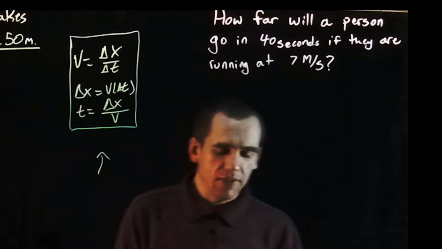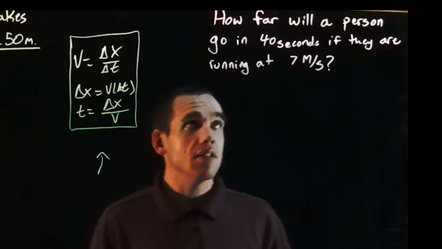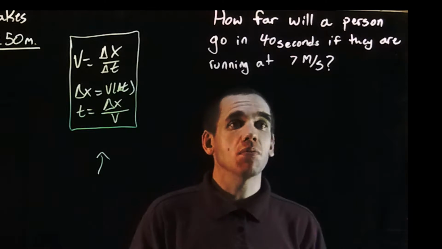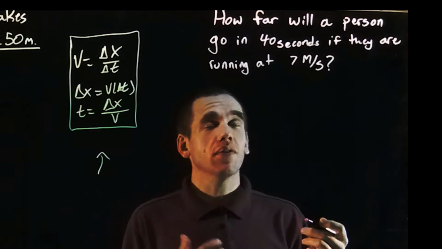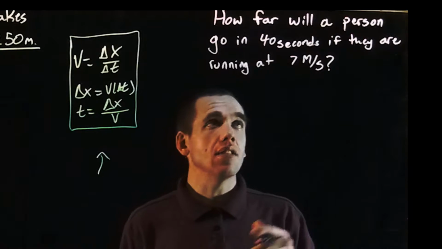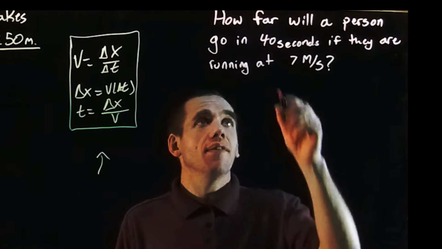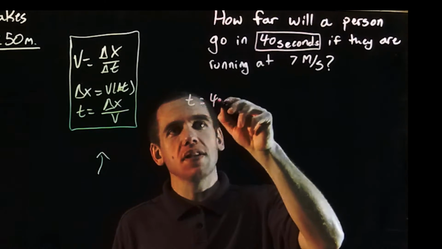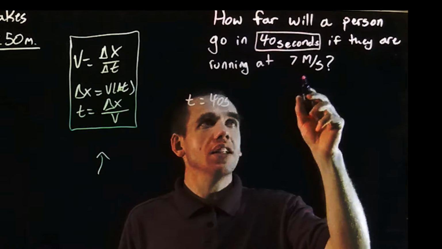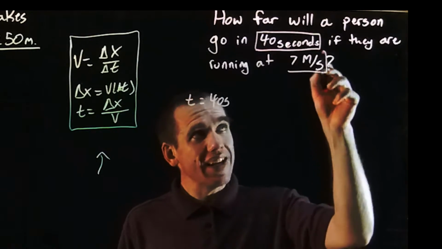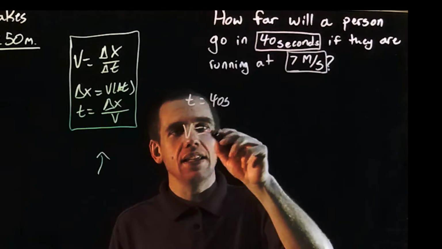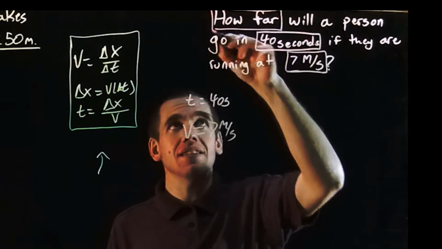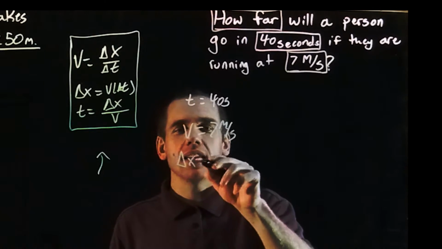Now over here we have a different problem. This problem says how far will a person go in 40 seconds if they are running at 7 meters per second? Again, we're going to look for what we know and what we don't know, and we're going to list it. So what do I know? I know 40 seconds. Seconds refers to a time, so I'm given a time, 40 seconds. If they're running at 7 meters per second is a velocity, so V equals 7 meters per second. And we're supposed to find how far, that's a displacement, so delta x is my unknown.